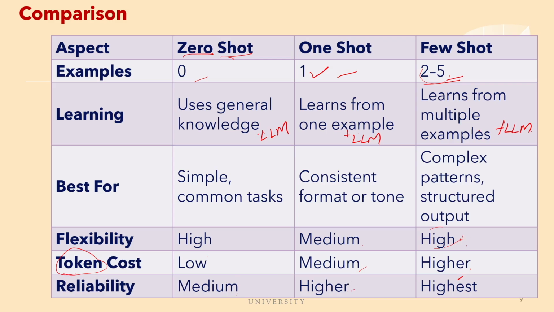Because we are not giving any context with reference to the user, whereas with one shot we have higher cost and with few shot we have the highest reliability because it is more tending towards what the user wants.